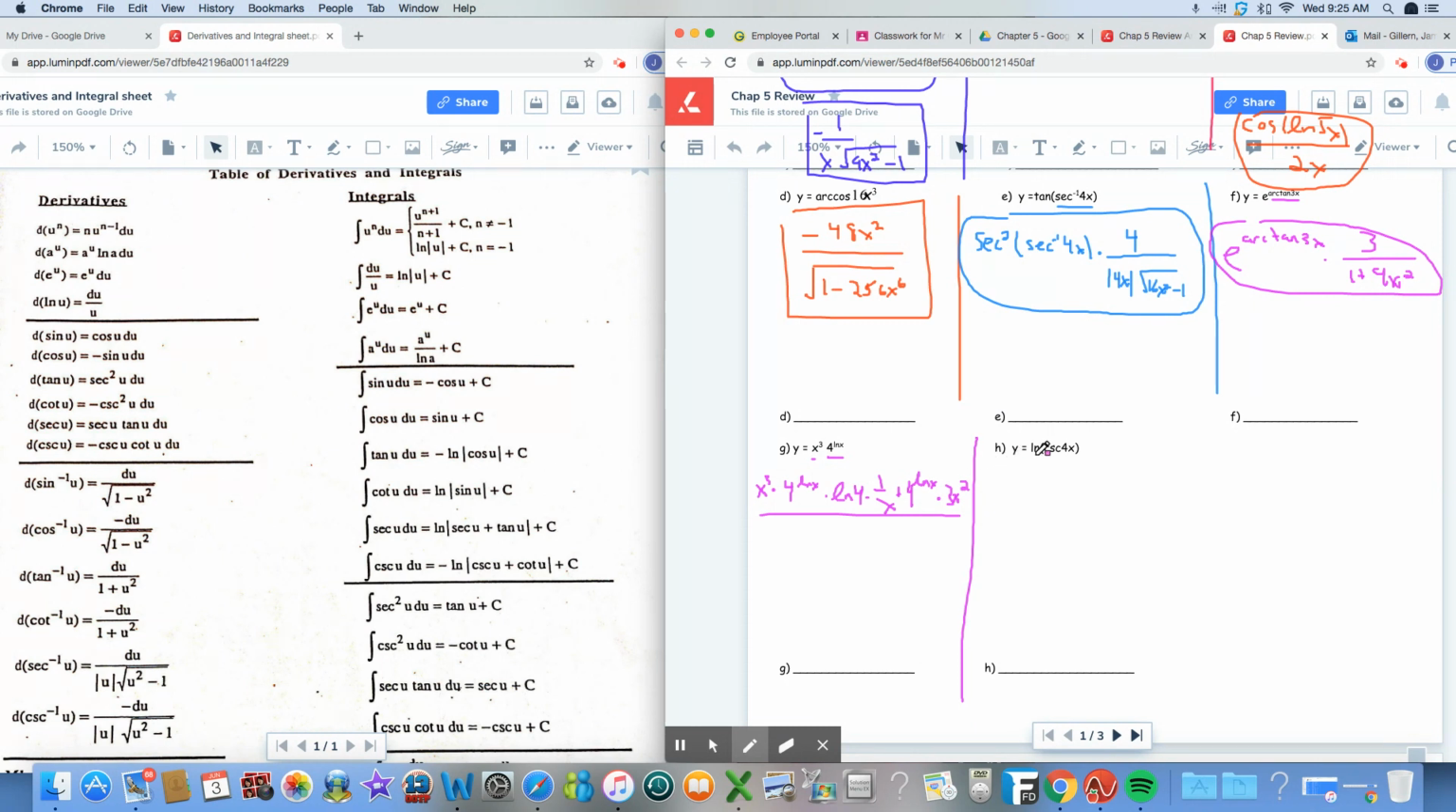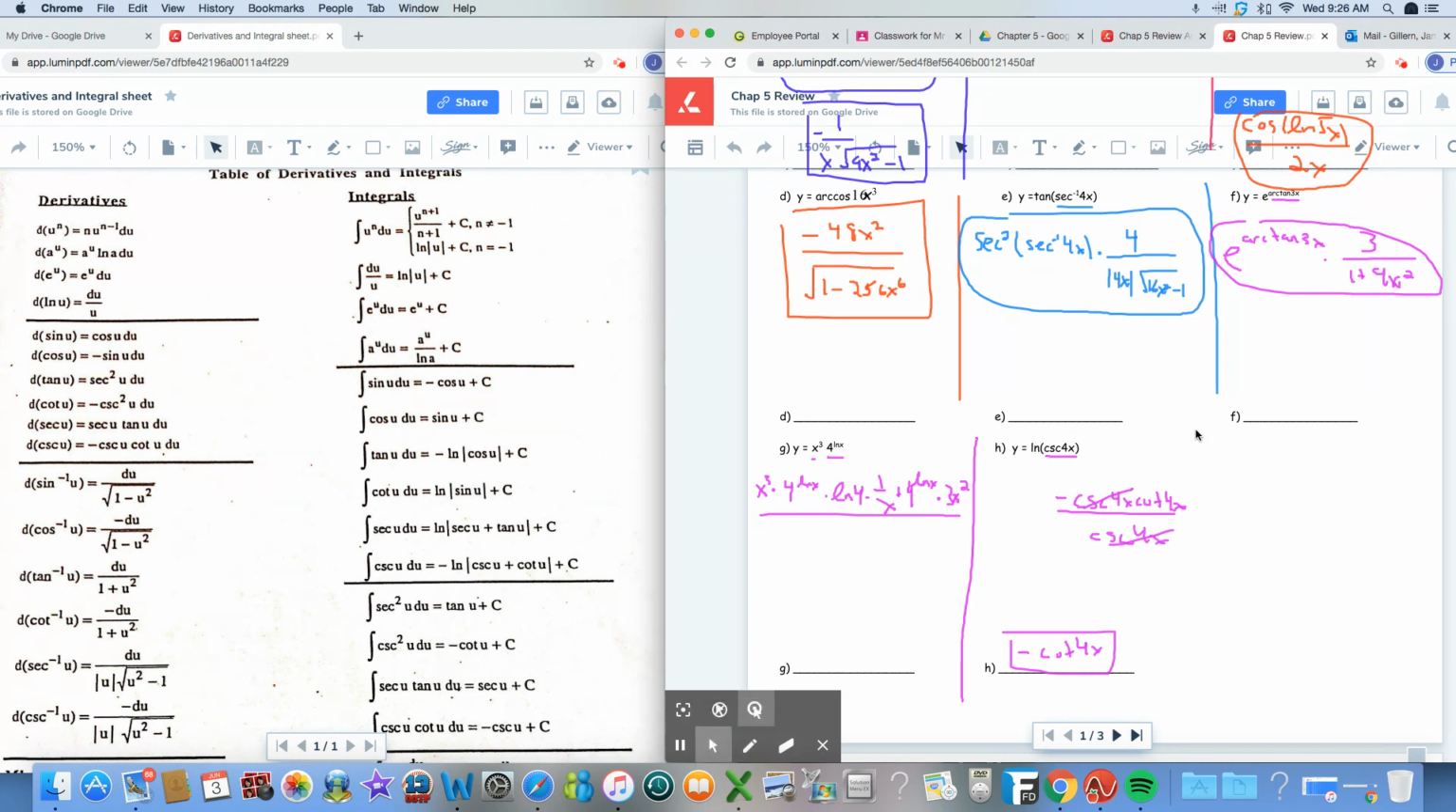All right, last one. We have a natural log with a cosecant trig inside. So natural log is du over u. So it's the derivative of cosecant 4x. Well, to get the derivative of cosecant, we look here. It's negative cosecant, keep the inside the same, cotangent, keep the inside the same, over the inside, because that's over u, cosecant 4x. Cancel, cancel, and the answer is negative cotangent 4x.